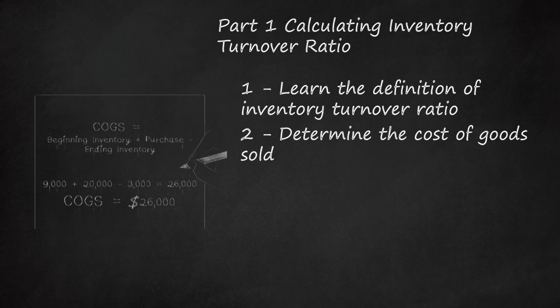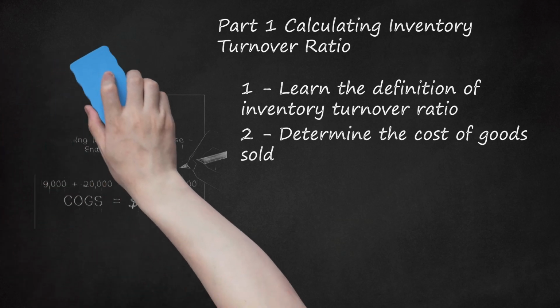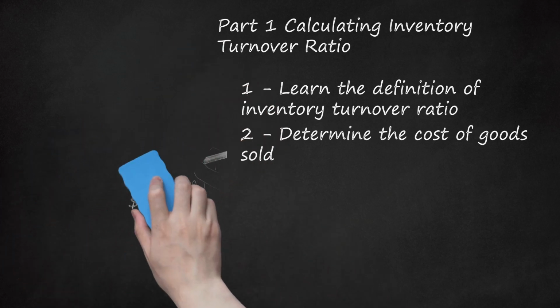$26,000. $9,000 plus $20,000 minus $3,000 equals $26,000. The COGS for that 12-month period is $26,000, and it would be recorded as an offset to revenue on the income statement.